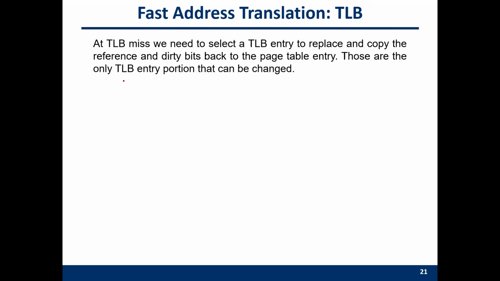At the TLB miss, we need to select the TLB entry to do the replacement and copy the reference 30 bits back to the page table, because we may modify these reference 30 bits, and the information on the page table may not be the latest. So in this case, we need to do the write back. This is the cache write back. And then we can evict that TLB entry.